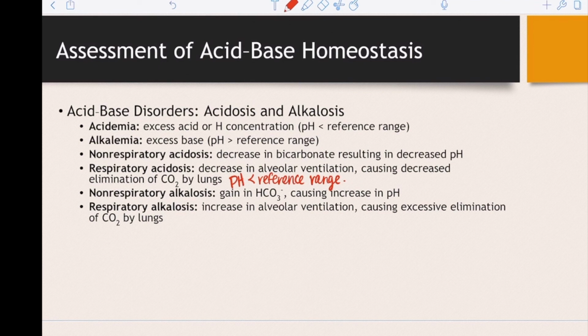creating a basic condition. If we get rid of too much acid, that's going to raise our pH. So let's just write that down. Our pH is going to be greater than the reference range.